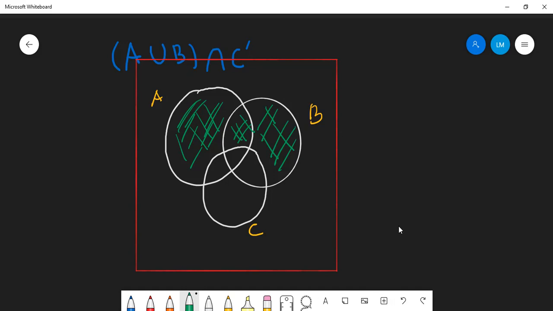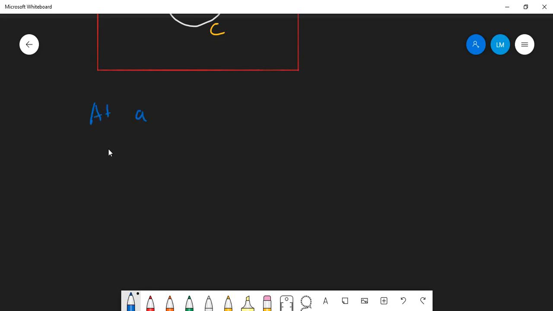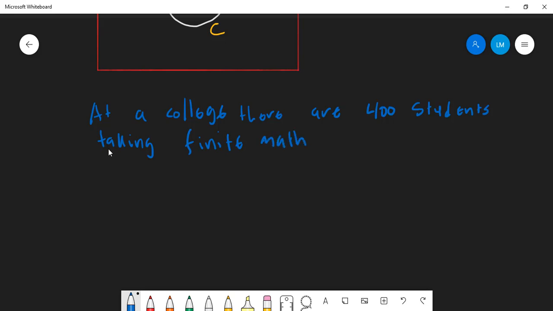Now I'll leave you with a type of application problem where we have, say for example, at a college, there are 400 students taking finite math or statistics.